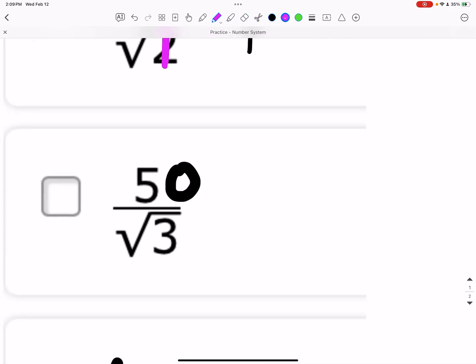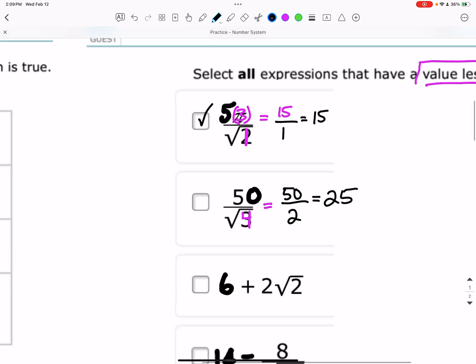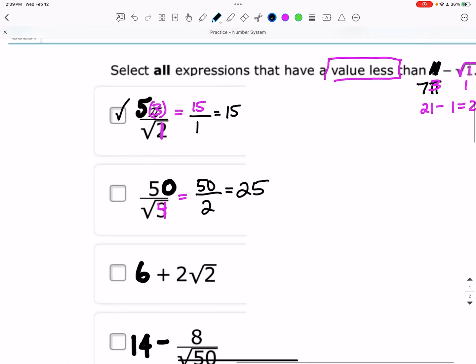Let's see, 50 divided by the square root of 3. I don't know the square root of 3, but I do know the square root of 4. So this is 50 divided by the square root of 4, which is just 2. 50 divided by 2 is 25. That's not less than 20.